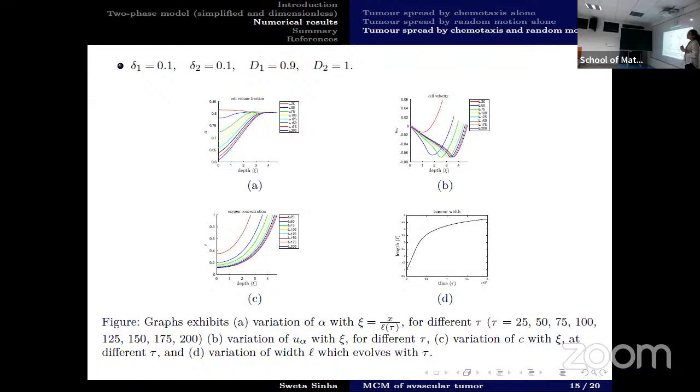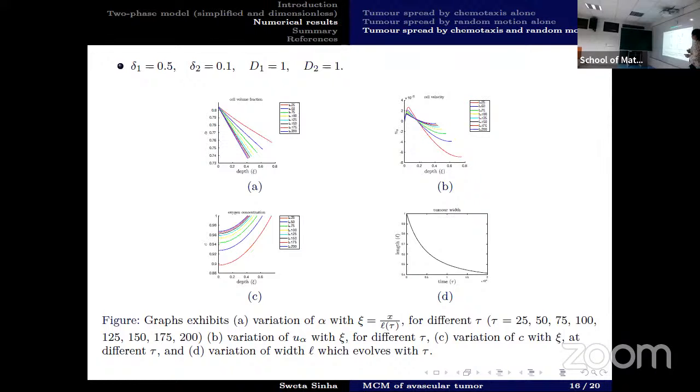Now we have taken combinations of all the parameters, like if we take delta 1 0.1, delta 2 0.1, D1 0.9, D2 0.1, we observe this result. We can observe that the tumor is maximum at the boundary and the tumor is sparsely populated inside the region. Accordingly, the velocity is given, the length of the tumor at the boundary is given by figure D, and the oxygen concentration is given in figure C.